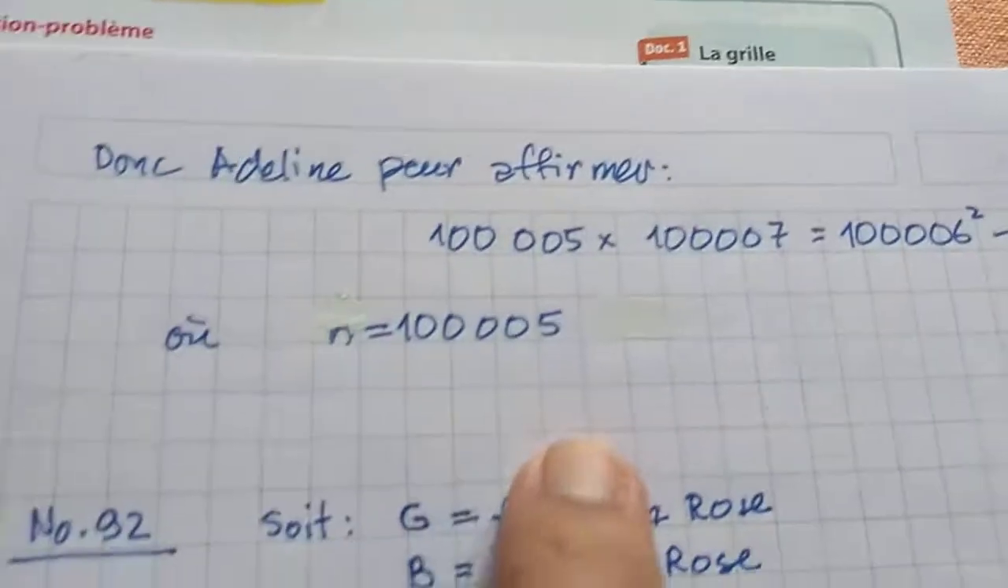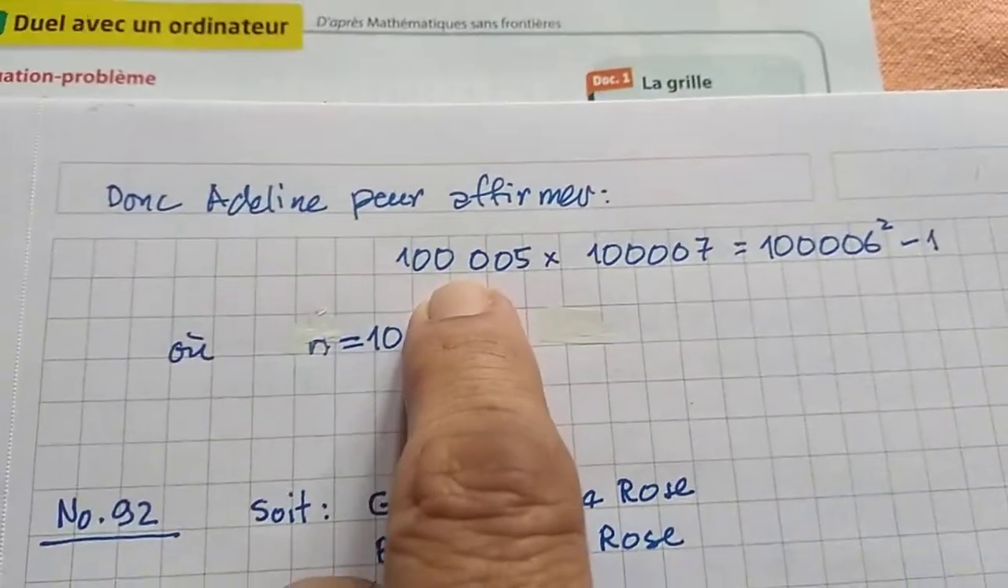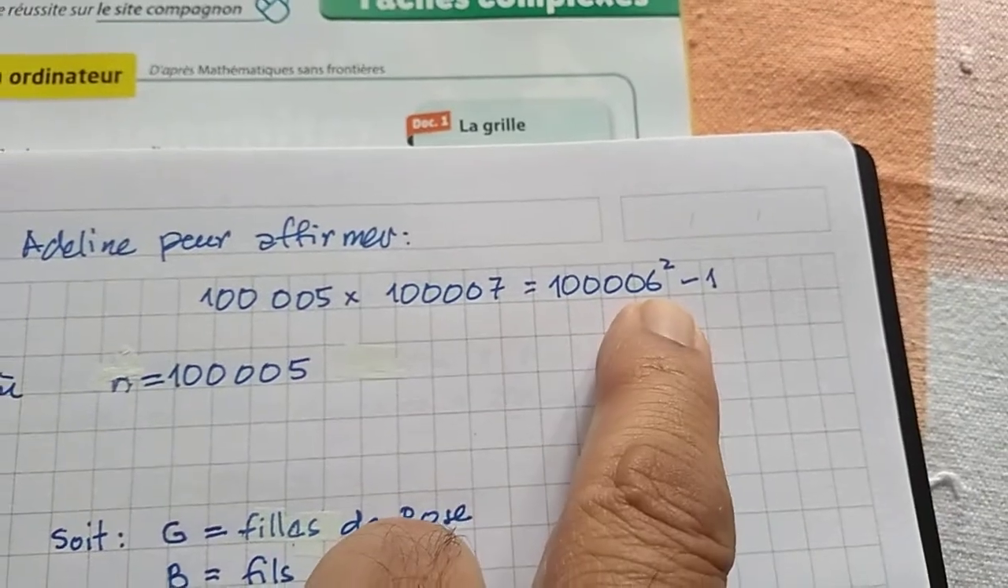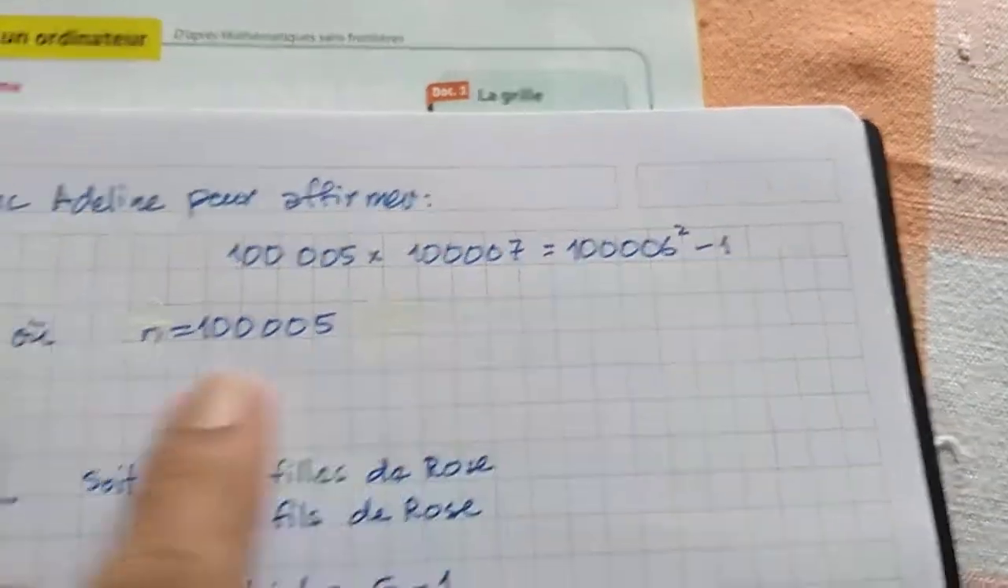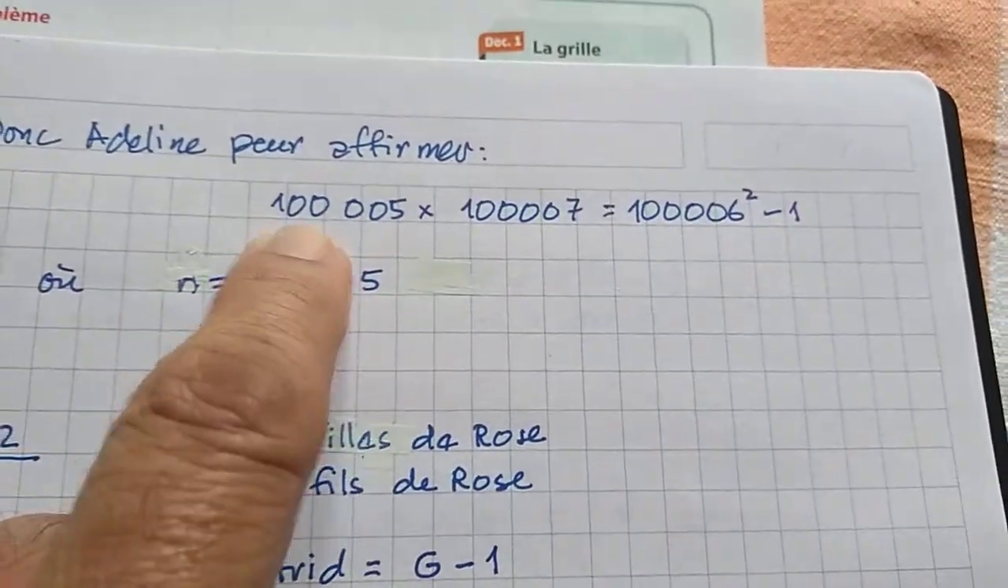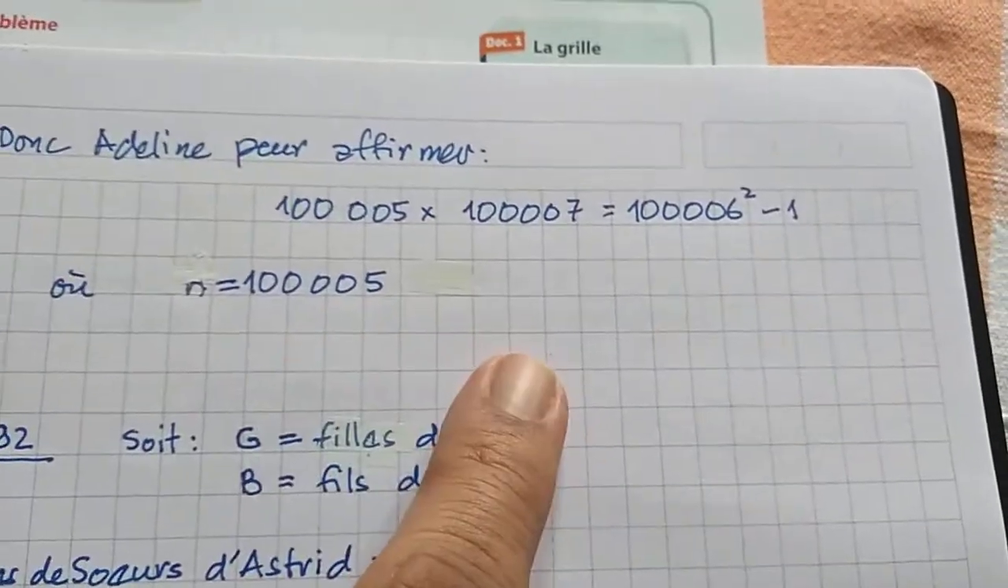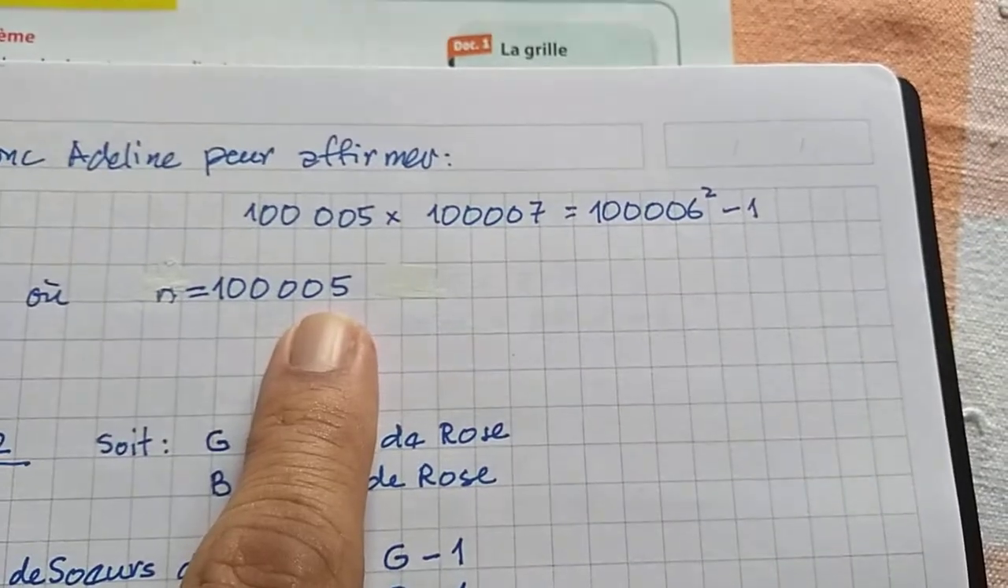Donc, Adeline peut affirmer, she takes two numbers, 100,005 into 100,007 is equal to 100,006 squared minus 1. Here she has taken n is equal to 100,005. So here also, just to show me that you've been watching the video, you do two things.